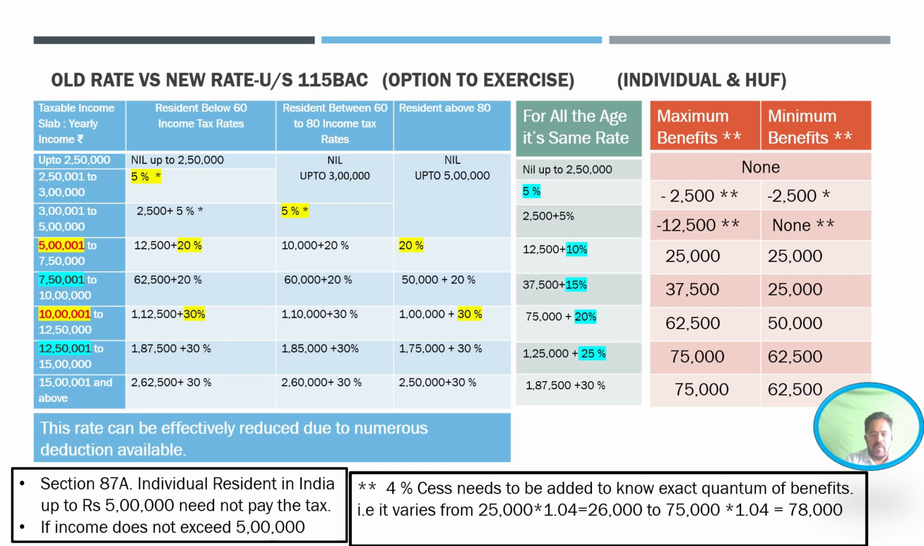And what is that asterisk mark? That asterisk mark on the terms and conditions applied is that you have to forego nearly 70 plus deductions. That means there are a number of deductions you will have to forego if you are opting for the new rate of taxation. Now let us understand which are the deductions which need to be foregone.